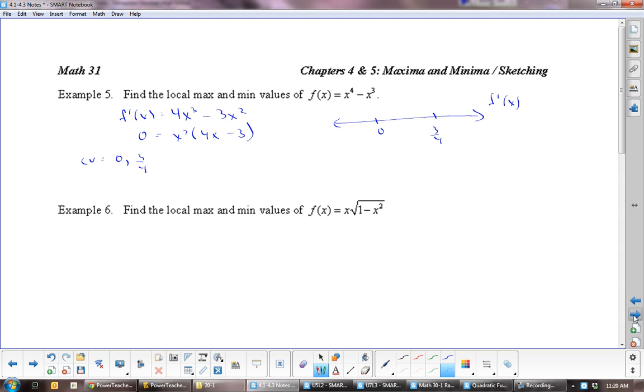So let's go left to right. I'm going to use -1 here. So -1 squared is positive. 4 times -1 is -4 minus 3 is negative. So this is a negative value right here. Between 0 and 3/4, that's 0.75, let's pick a half, or 0.5. 1/2 squared would be positive. 4 times a half is 2. 2 minus 3 is negative. So that's negative.